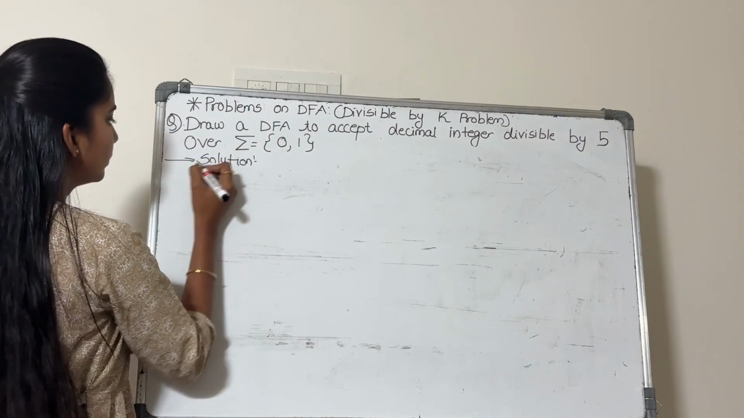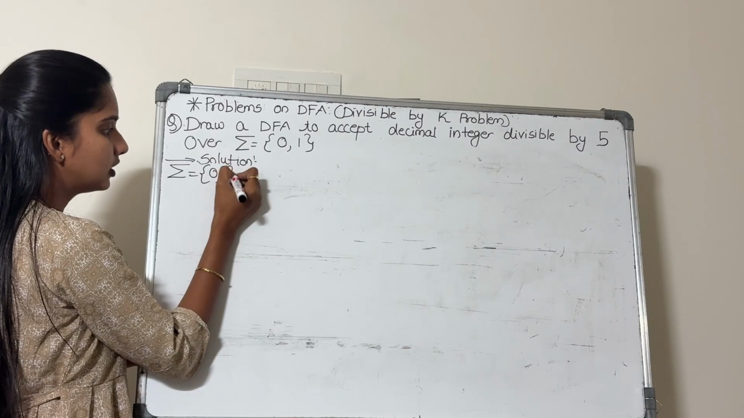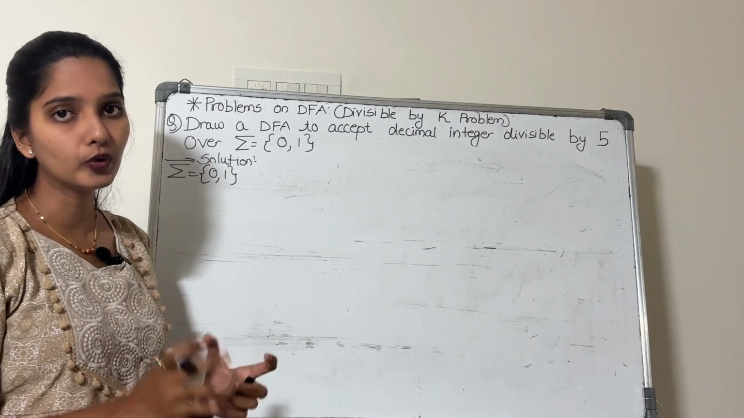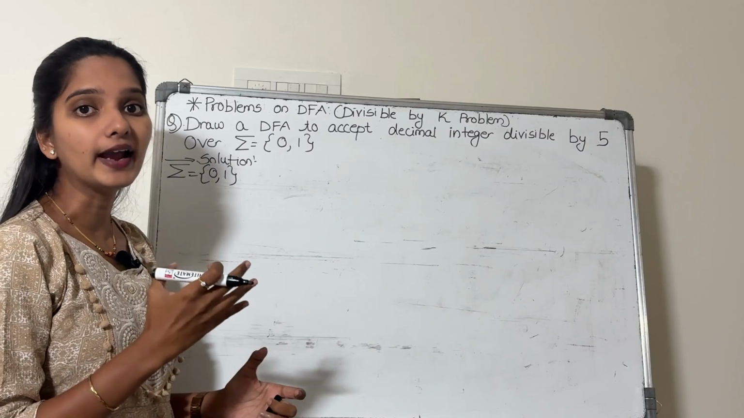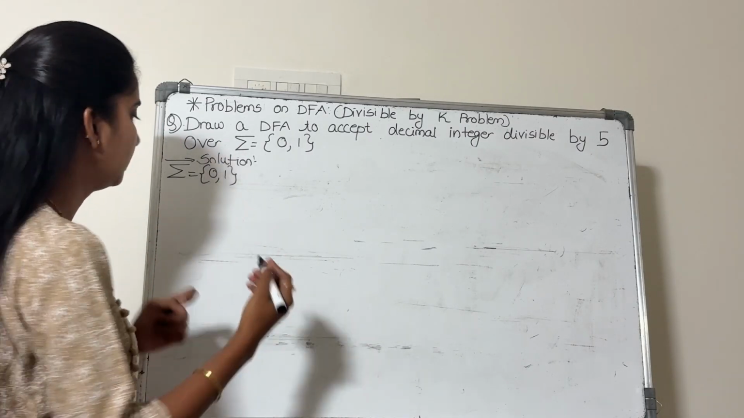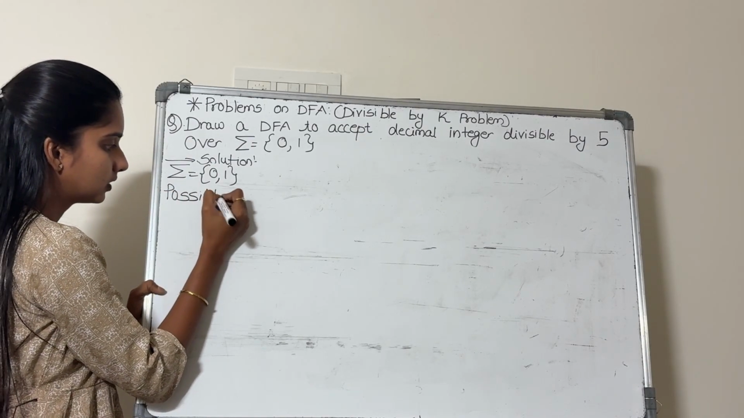In this case, first write whatever alphabet is given to you. The alphabet given to you is 0 and 1, so these are the input symbols. The very first step is to find the possible remainders. So what are going to be the possible remainders?